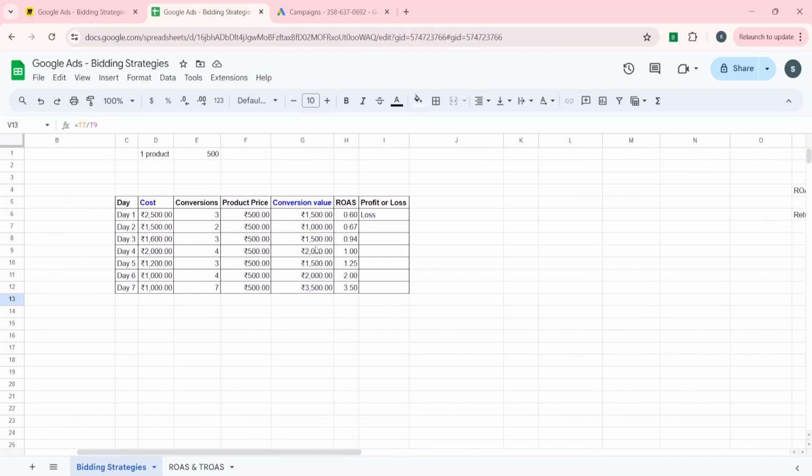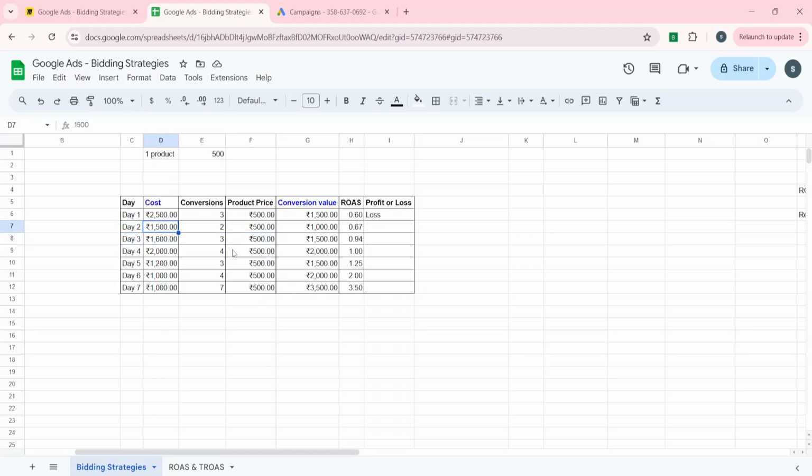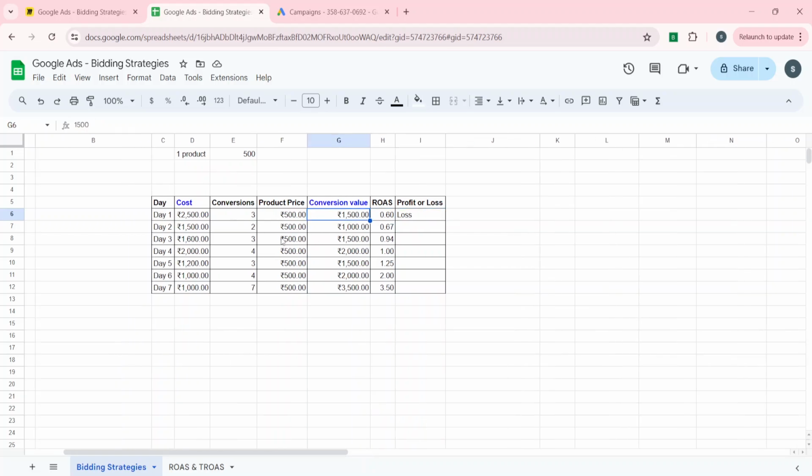So on the first day we generated a 0.6 ROAS, which is a loss, right? Similarly on the second day we generated a ROAS of 0.67. This is also a loss.